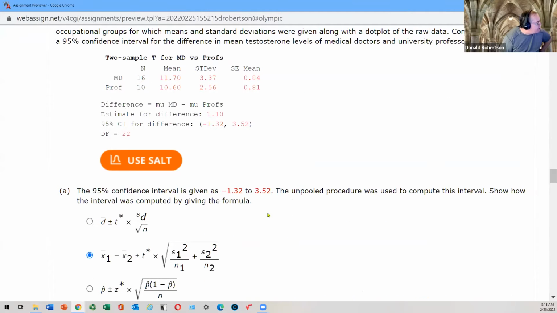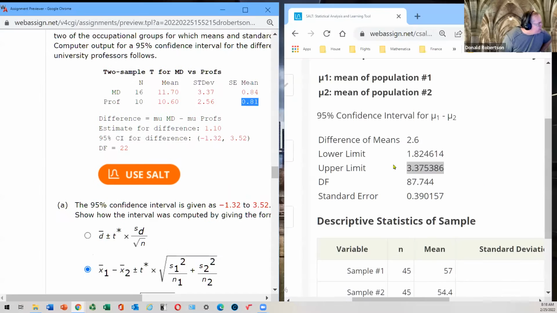What is the standard error? Well, actually, the standard error, as far as I can tell, hasn't been mentioned. I mean, they do the standard error separately, but they don't do the difference one. So I'm going to use SALT. Okay, where'd you go? Oh, there you are. And I'm going to put in those numbers so that I can find this.